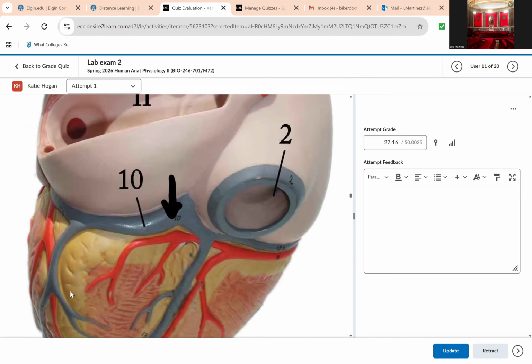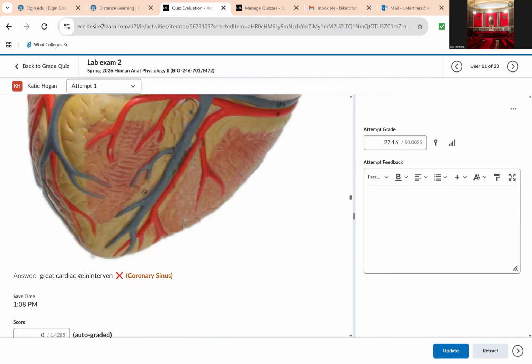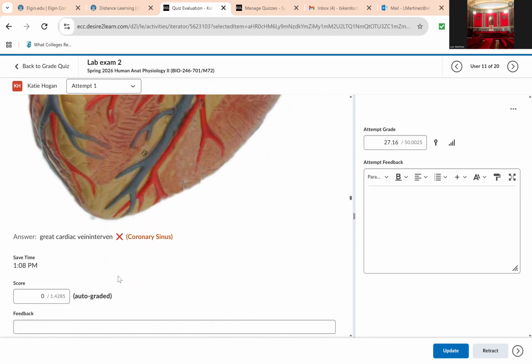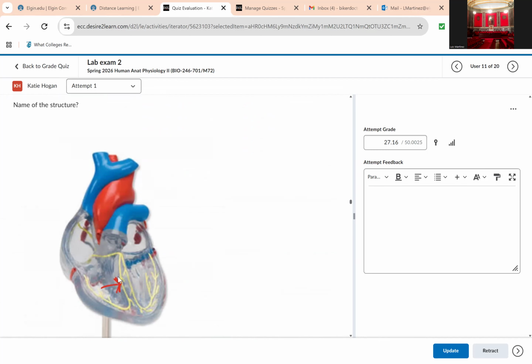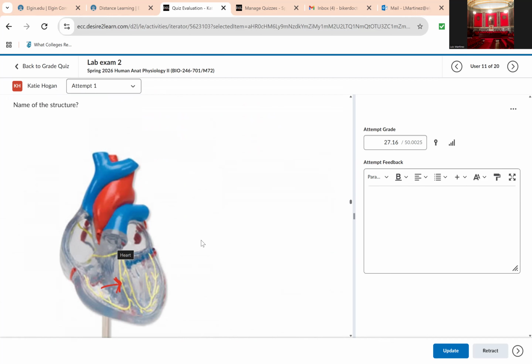Question number 14. This here is the coronary sinus, and your answer was the great cardiac vein. Well, obviously, that's not the correct answer. Question number 15. This is part of the conducting system of the heart.